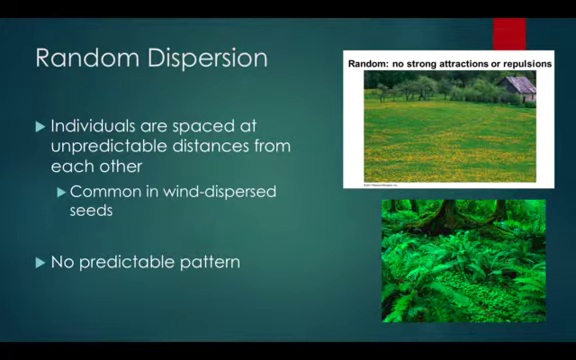Next, we have random dispersion. Random dispersion is where individuals are spaced out in unpredictable distances from each other. This is common in wind-dispersed seeds. So here in the top right, we have an example of dandelions just growing every which way that they want to grow. There's no predictable pattern as to how they're growing. And again, this is really common with wind-dispersed seeds.